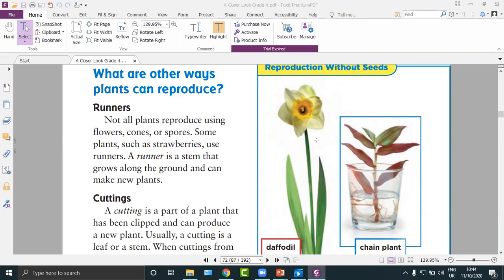Not all plants reproduce using flowers, cones, or spores. Some plants, such as strawberries, use runners. A runner is a stem that grows along the ground and can make a new plant. Thank you.